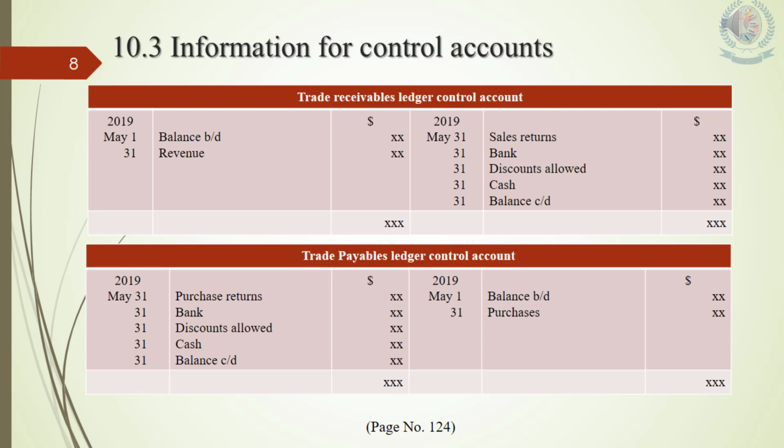Sales returns would be the total of the sales returns day book. Cheques received from the debit bank column of the cash book. Cash received is from the debit cash column of the cash book. Discount allowed is from the discount allowed column of the cash book. Closing balances would be taken from the total of closing balances of individual trade receivables for this year.